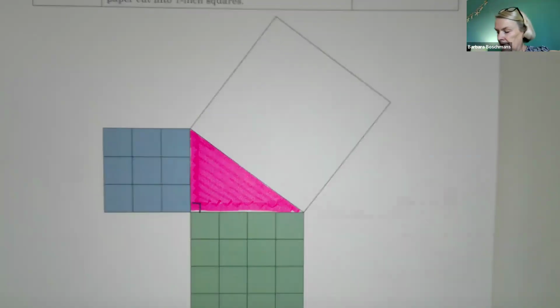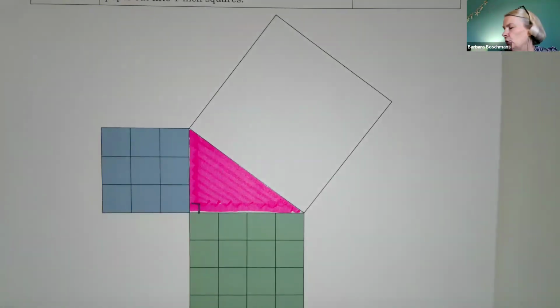So I'm going to pause and cut out my 2 squares, and I probably will keep them whole and see if I can fit them into that empty space. So I'm going to pause and cut my squares.